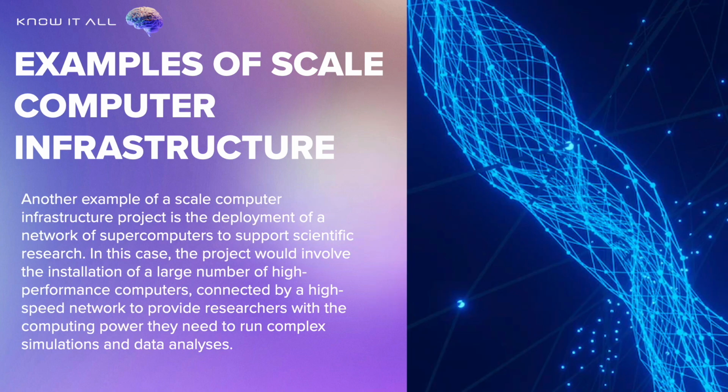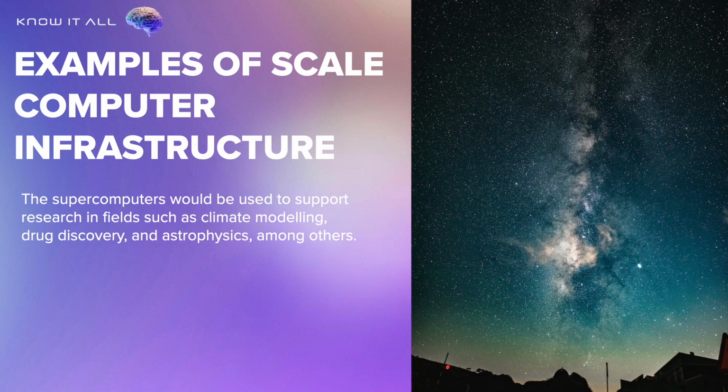Another example of a scale computer infrastructure project is the deployment of a network of supercomputers to support scientific research. In this case, the project would involve the installation of a large number of high-performance computers, connected by a high-speed network, to provide researchers with the computing power they need to run complex simulations and data analyses. The supercomputers would be used to support research in fields such as climate modeling, drug discovery, and astrophysics, among others.